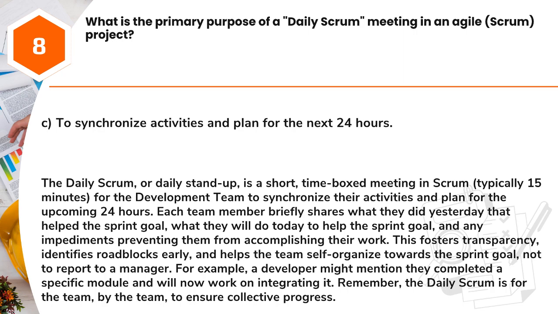The daily Scrum, or daily stand-up, is a short, time-boxed meeting in Scrum, typically 15 minutes, for the development team to synchronize their activities and plan for the upcoming 24 hours. Each team member briefly shares what they did yesterday that helped the sprint goal, what they will do today to help the sprint goal, and any impediments preventing them from accomplishing their work. This fosters transparency, identifies roadblocks early, and helps the team self-organize towards the sprint goal, not to report to a manager. For example, a developer might mention they completed a specific module and will now work on integrating it. Remember, the daily Scrum is for the team, by the team, to ensure collective progress.